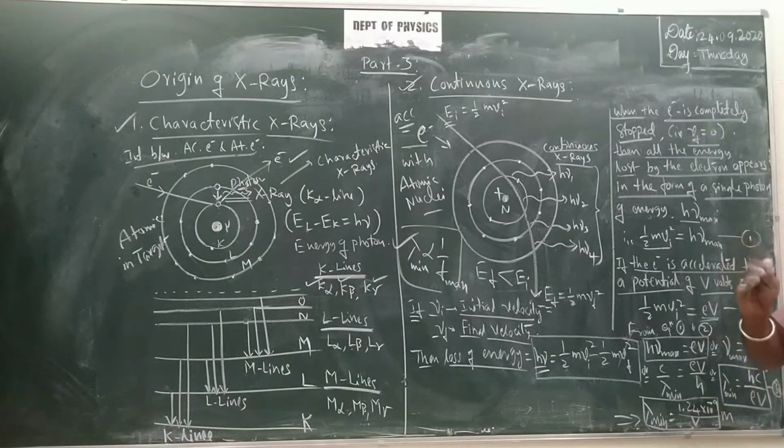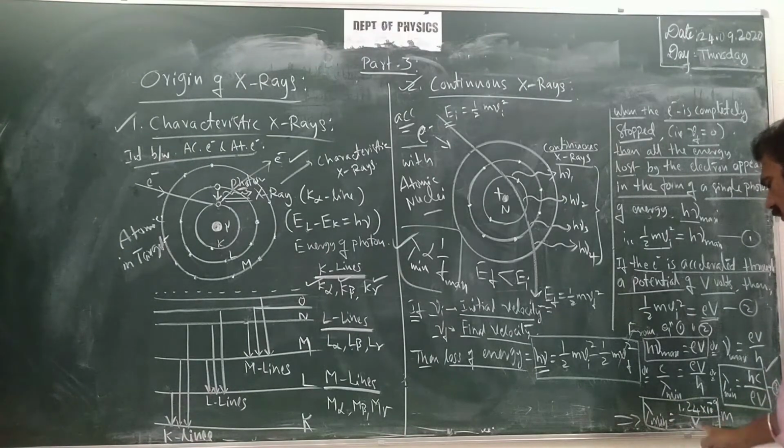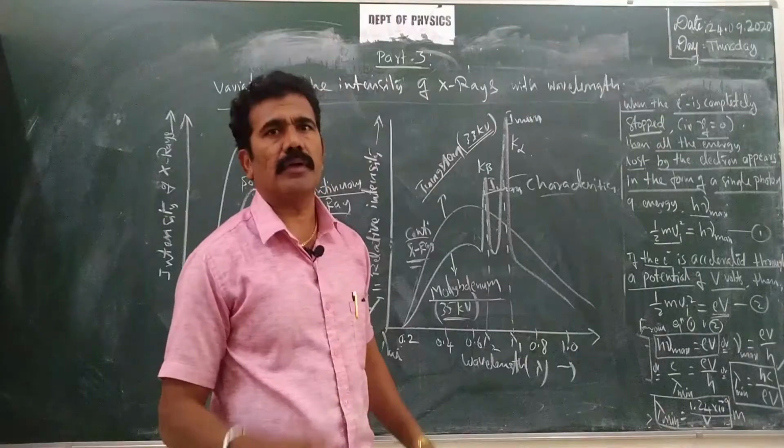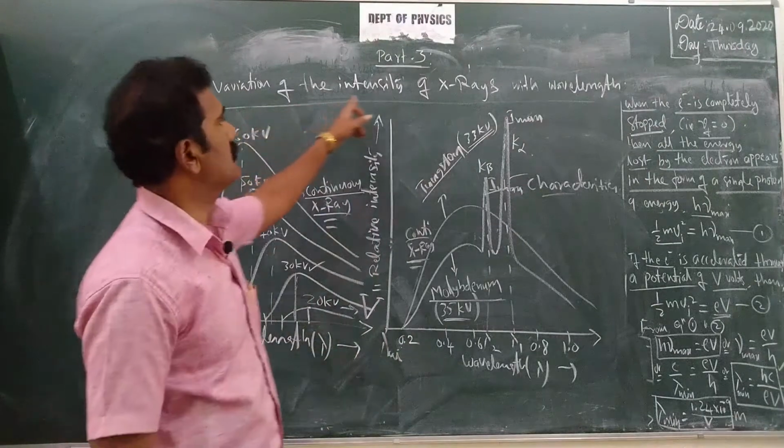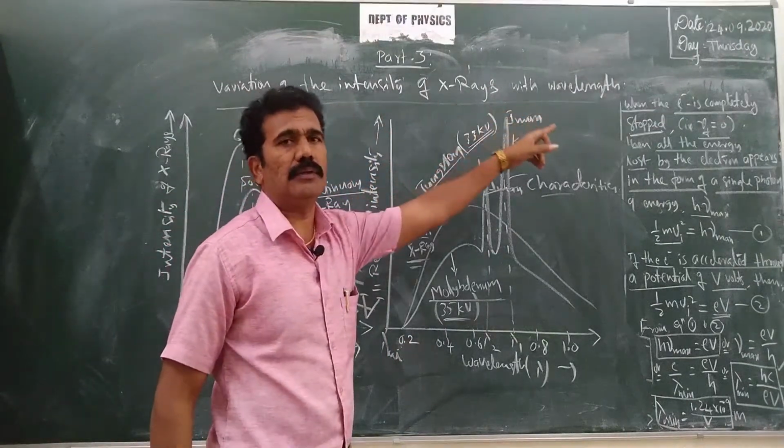V may be 30 to 100 kilovolts. Based on that, you can have the value of lambda minimum. What I can prove here is that lambda minimum, the cutoff wavelength in the continuous spectrum, depends upon the applied potential V, inversely proportional to the applied potential. So we can understand that the cutoff wavelength of continuous X-rays particularly depends upon the applied voltage in this equation. Clear?